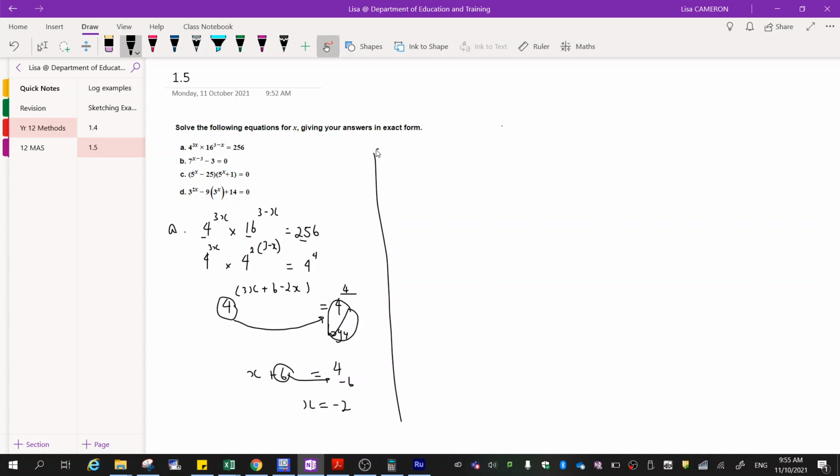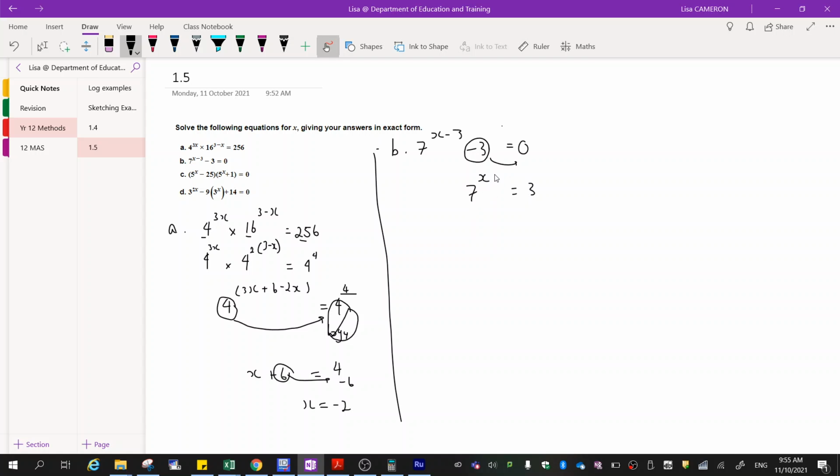Okay, B. 7 to the power of x minus 3, minus 3 is equal to 0. Now, I can't make these things have the same base, doesn't matter how hard you try. So my next step is that I'm going to take this 3 to the other side. It was minus 3, so now it's plus 3.